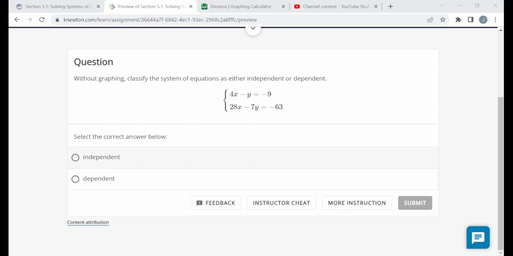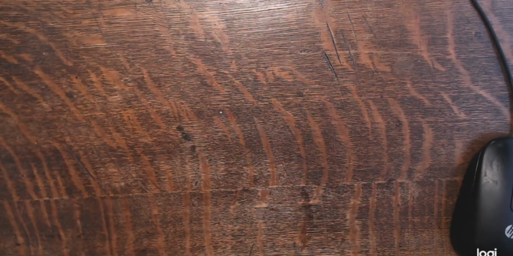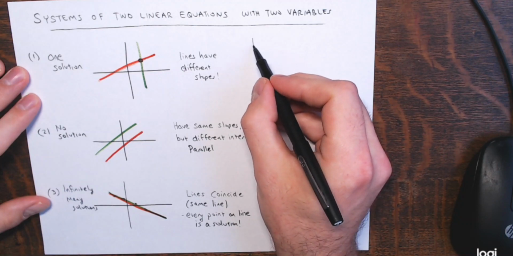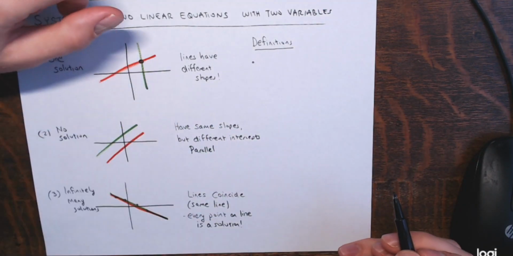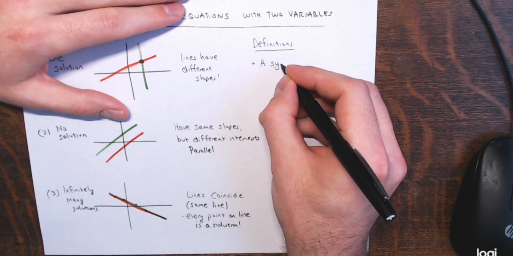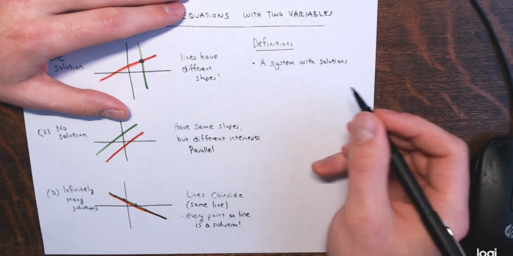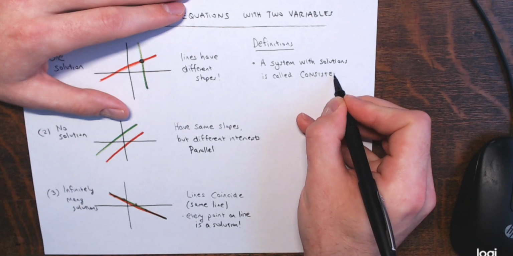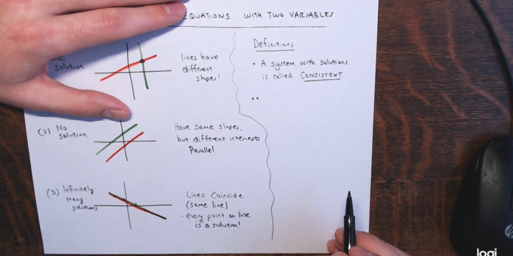Okay, so some definitions. So back to that page. Sorry if it didn't cross my mind here. So some definitions here. Put this off to the side. So one, a system that has solutions is called consistent. So a system with solutions, one solution, infinitely many solutions, is called a consistent system. Two, separate these. A system with no solution is called inconsistent.